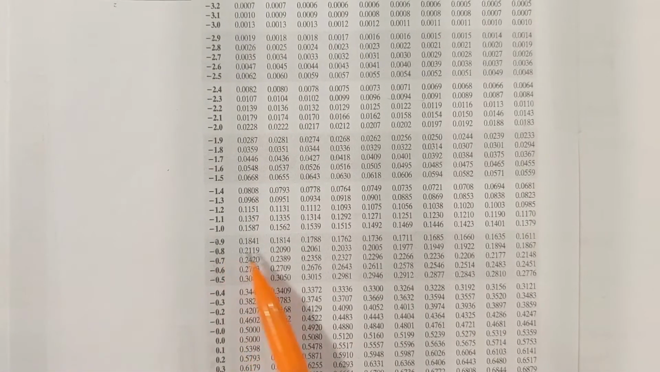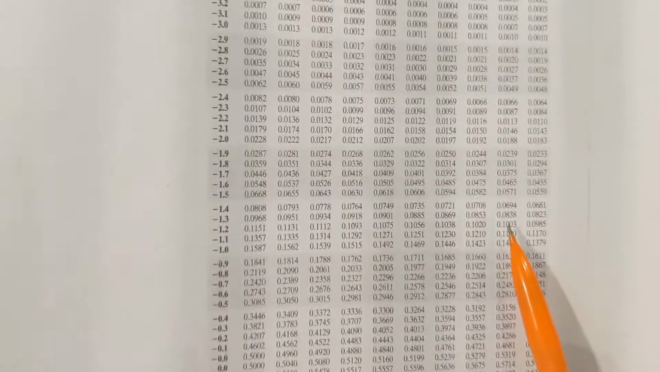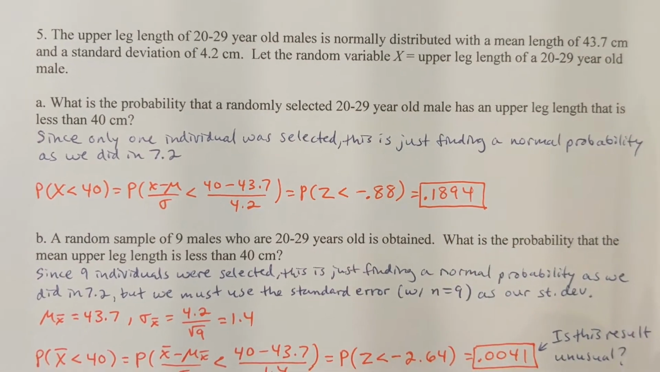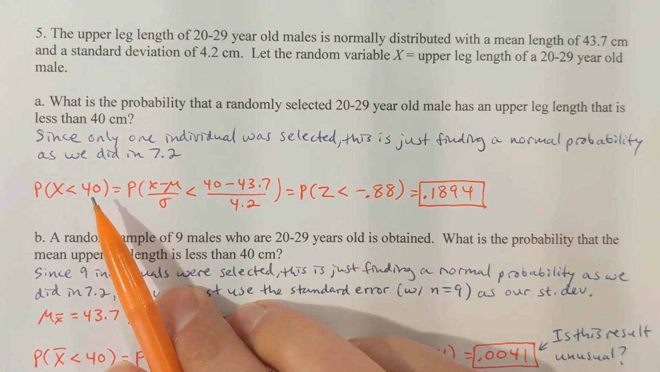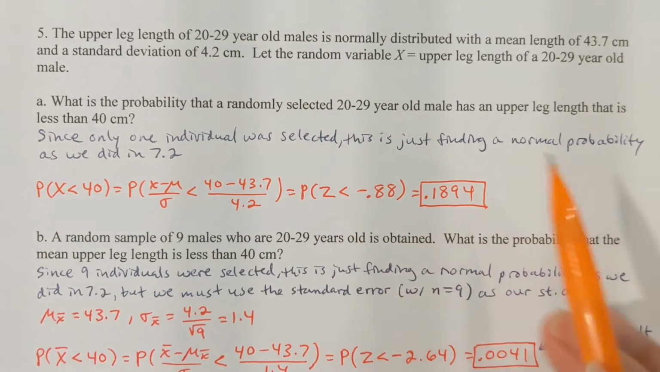Then you go to the chart. Here's negative 0.88. I'm getting 0.1894 as the area to the left of that number. So if we were to look at all the males in this age group and randomly select one of them, there would be an 18.94% chance that the upper leg length of that person is less than 40 centimeters. Nothing new here. This problem could have been right in Chapter 7.